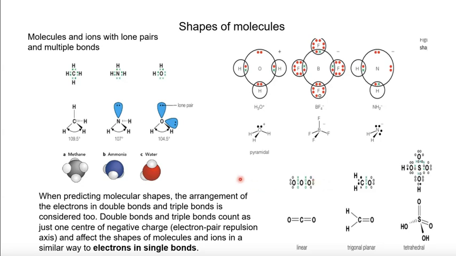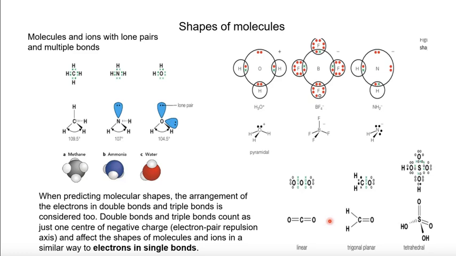Here we see we have been talking about water, methane, ammonia. These models are called space-filling models. This is the space-filling model of methane. This is the space-filling model of ammonia. Here we have a lone pair, and this is the space-filling model of water. These are bond pairs, and this is a lone pair. This is oxygen, this is hydrogen, this is hydrogen. This is ammonia, this is carbon, and this is hydrogen.